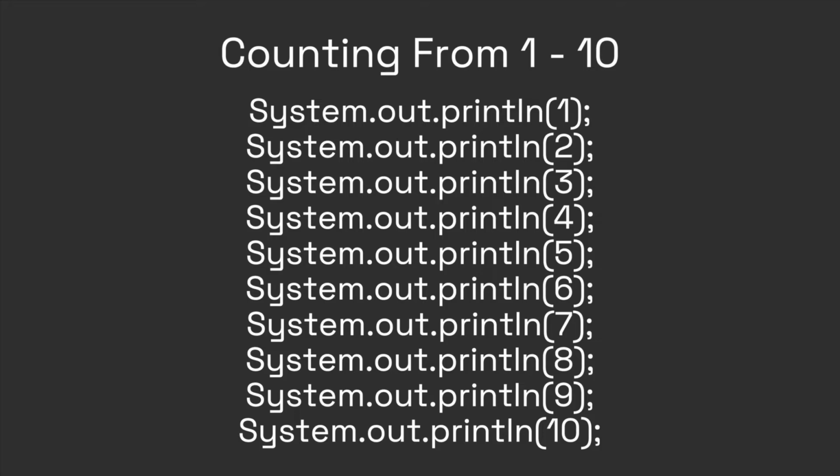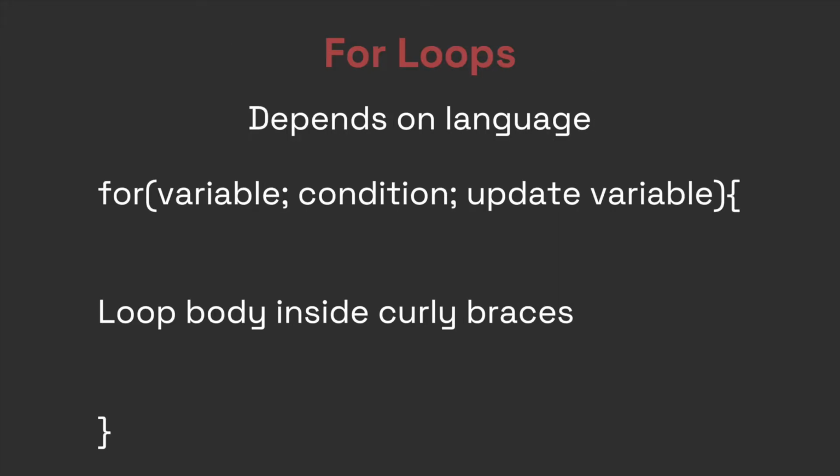Let's take a simple example of counting from 1 to 10. Without loops, this is what your code might look like. It looks very repetitive and messy. This is a prime example of what you should use a loop for. The first type of loop I want to introduce is the for loop.